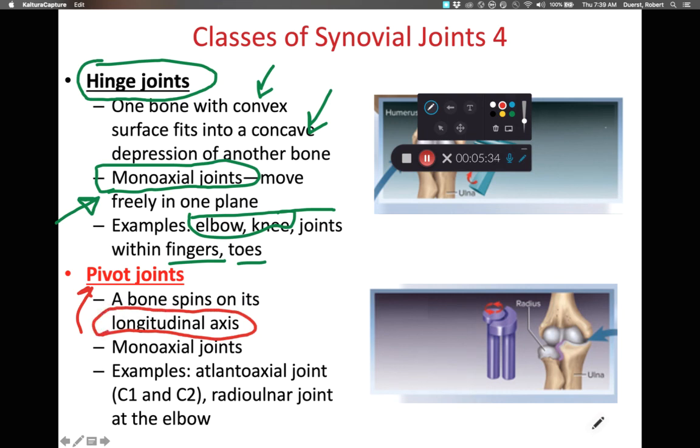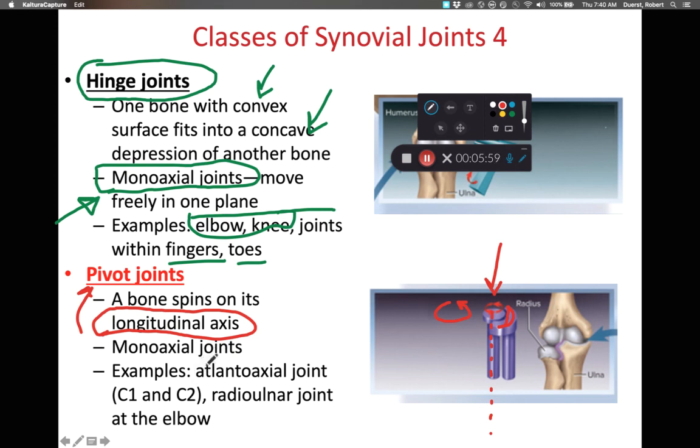The radius and ulna is a good example of a pivot joint. So where the head of the radius, it looks kind of like a mushroom to me, meets the ulna right here, it can pivot along its longitudinal axis, or the lengthwise. I'm going to make a dotted line here. The longitudinal axis goes the length or the long axis of the bone.